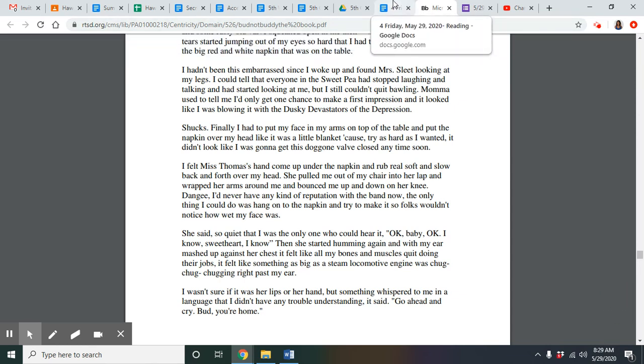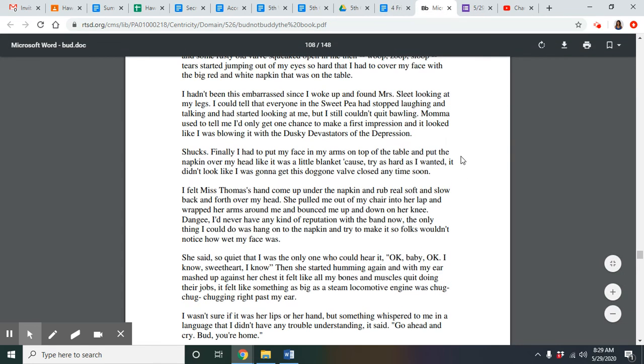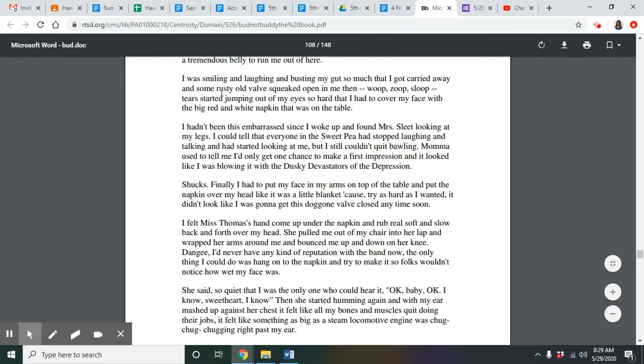So this is what we can infer about his feelings and emotions. He's very happy to be there. He's finally feeling cared for and loved by the people around him, and he hasn't felt like this in a while. So he opened up. He let the valve open up for his tears. That rusty old valve squeaked open in me, and then after that, the tears started coming out because he never felt this way before in a while.